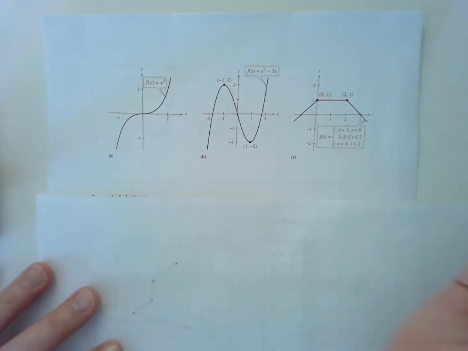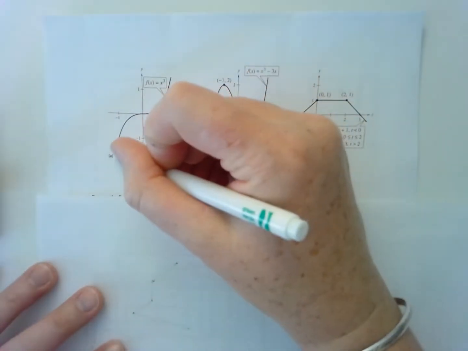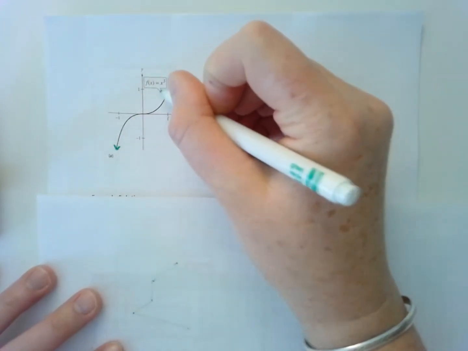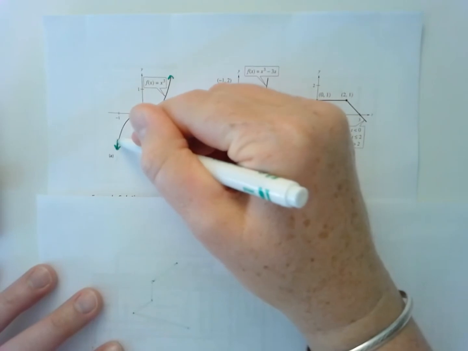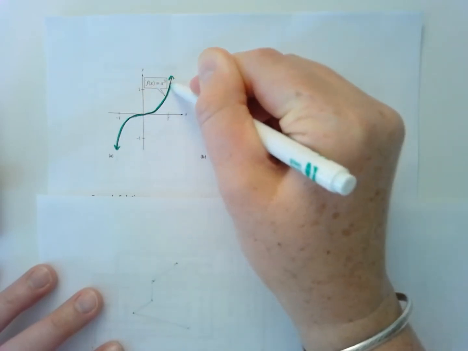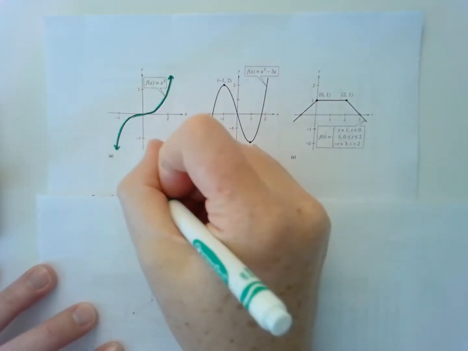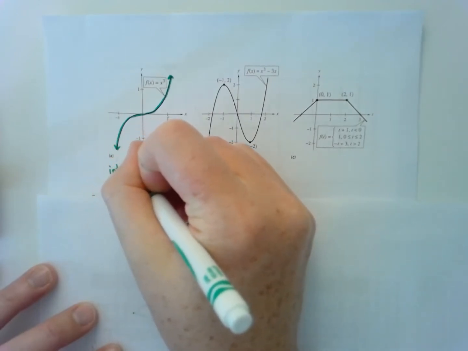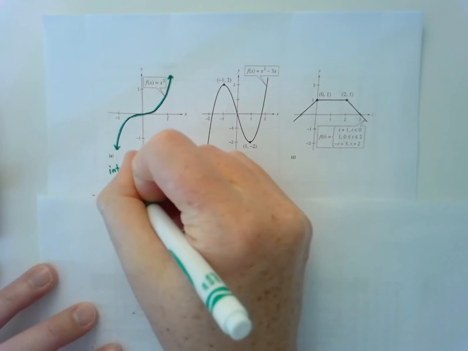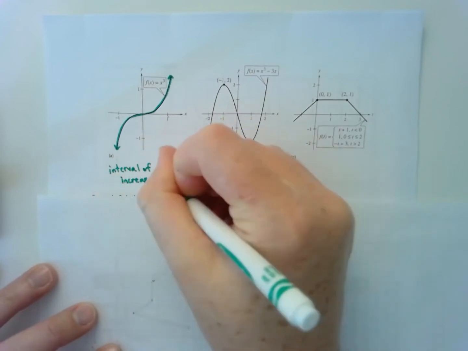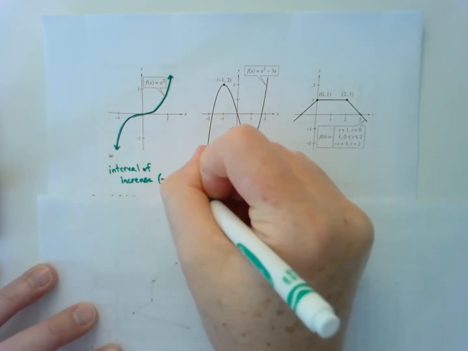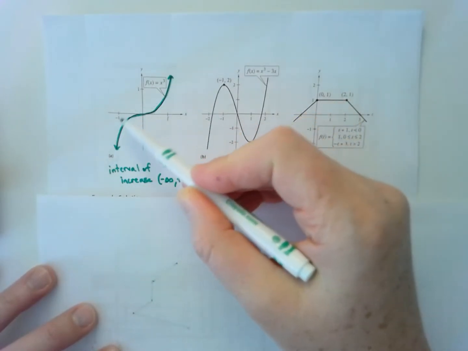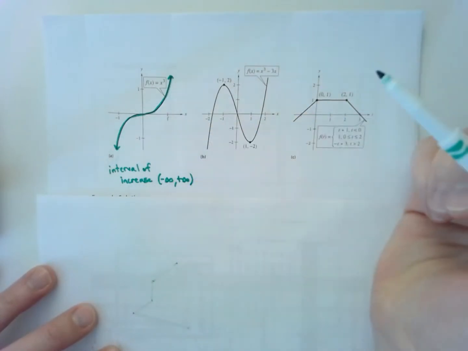or constant. So looking at this example A right here, we have a cubic looking function, f of x equals x cubed, and from left to right it goes uphill the whole way. So we would say the interval of increase is from negative infinity to positive infinity because it's from start to finish increasing. Never once does it stay constant or decrease.